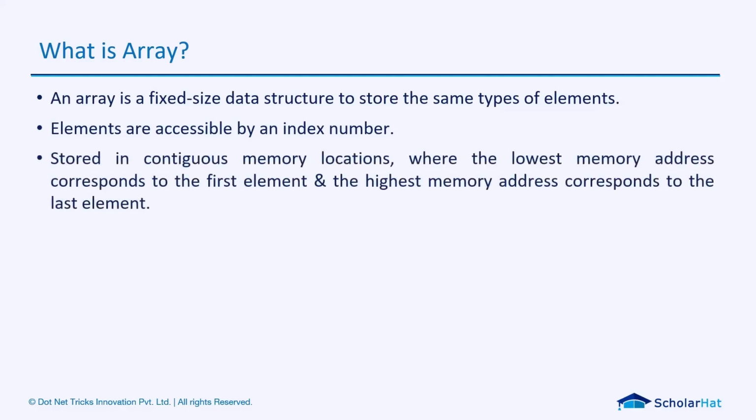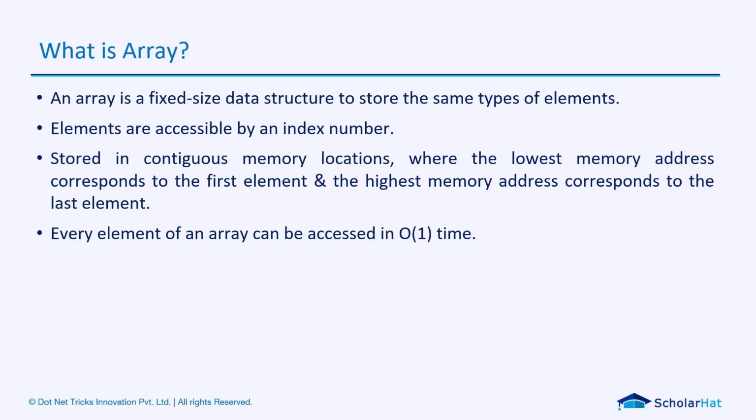An array is a fixed data structure to store the same type of elements. So it is not that you can store an integer and a character at the same time. If you're storing integers, you have to store integers. The data type should be the same. Elements are accessible by an index number, and you're going to see how to access elements in an array.